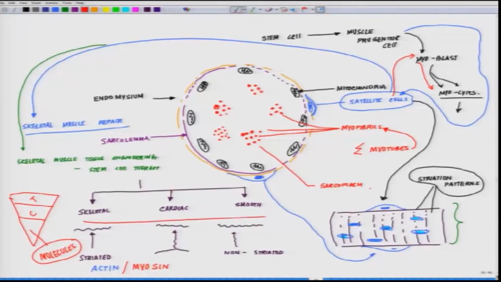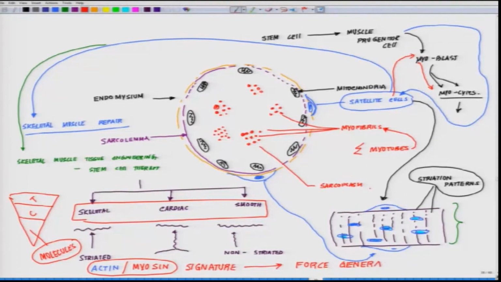The classification will not be this big broad classification, it will be more of a molecular classification, where this signature of actin and myosin will be critical in determining the force generation, because this has a direct relation to the force generation. Okay. Based on that, you will be classifying the muscle.